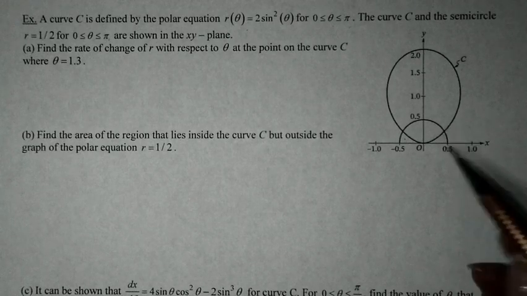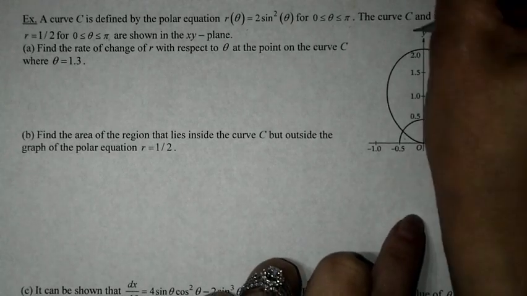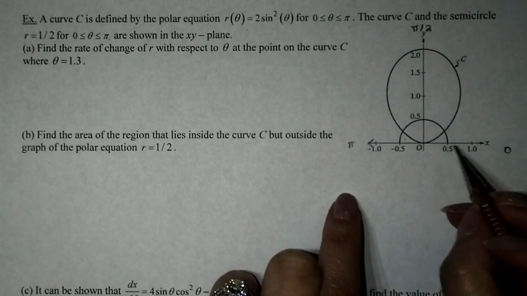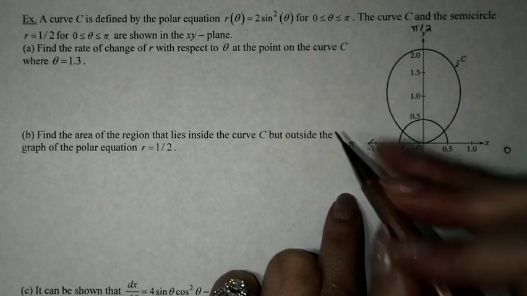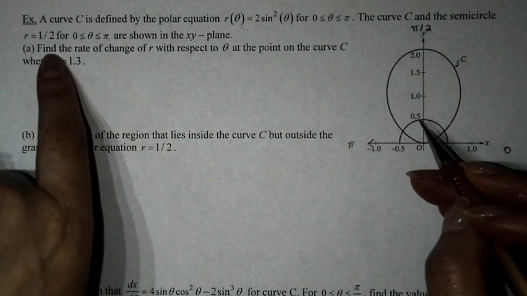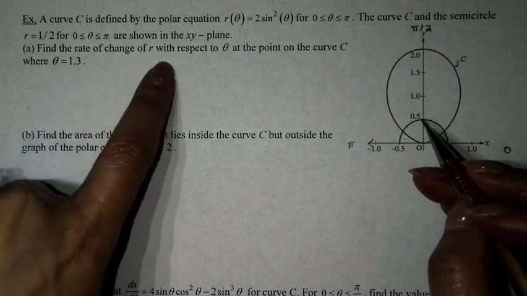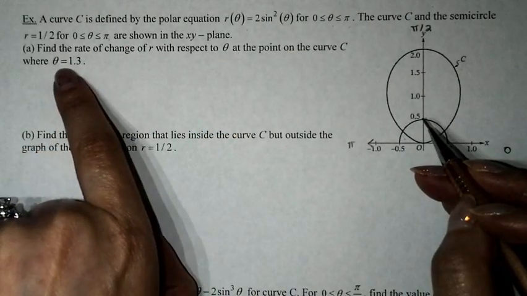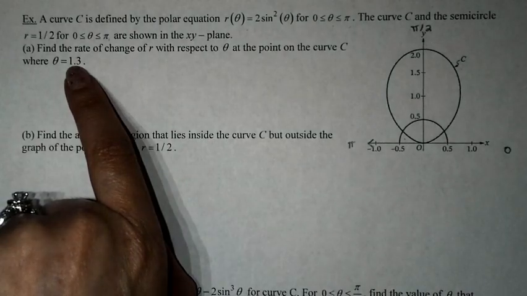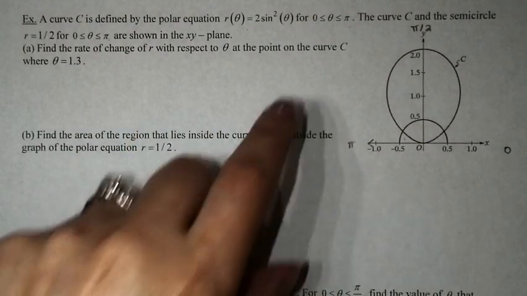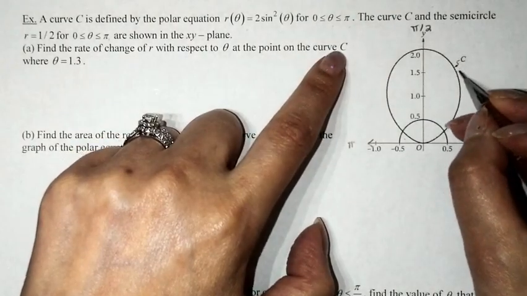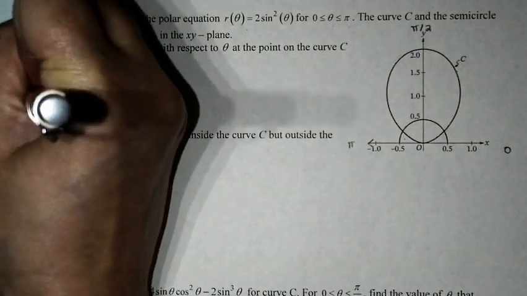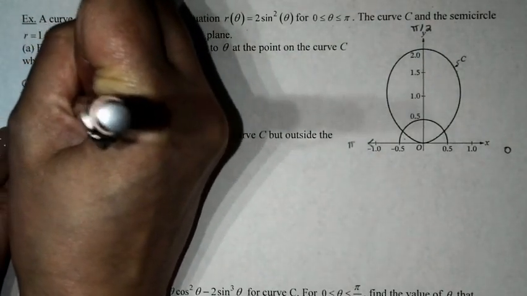Since we're talking about polars, might as well, I'm going to do 0, pi over 2, and then over here your pi. You know that we're going to be working in quadrant 1 and quadrant 2. So let's read the first part. Find the rate of change of r with respect to theta at the point on the curve C where theta equals 1.3. So the first question that you might have is which r? They are telling you C, so which one is C? This one. So you know that you're looking for dr/dθ evaluated at theta equals 1.3.